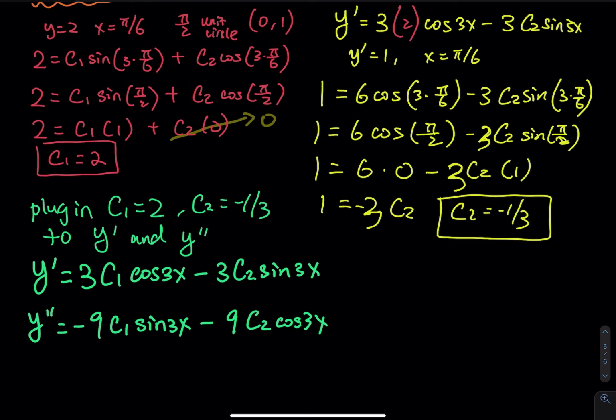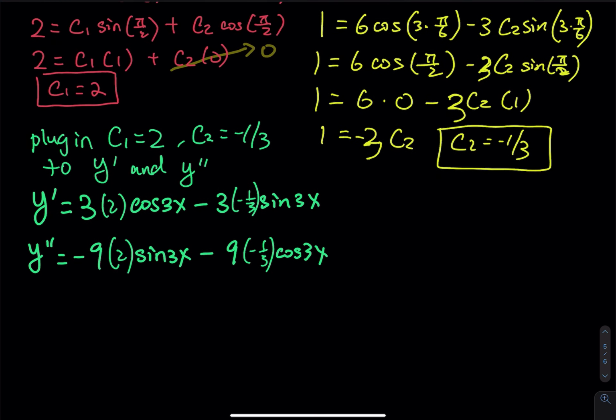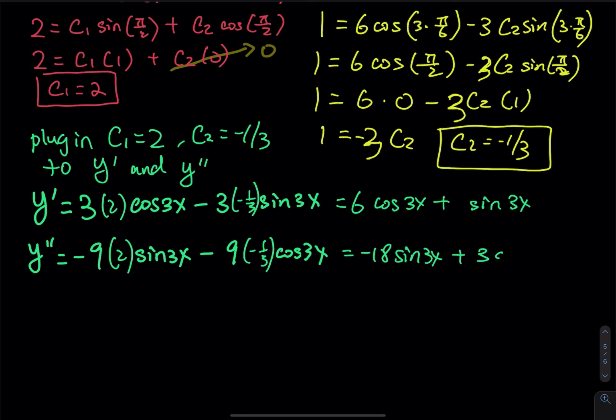So first of all, the C1 is now 2. Okay, erase, put a 2 in there. The C2 is negative 1/3. So that is negative 1/3. And then the C1, erase, put a 2. And then the C2, erase, put a negative 1/3. All right, let's clean this up. That is equal to 6 times cosine 3x plus sine 3x. The numbers are nice. And then negative 18 sine of 3x and then plus 3 cosine 3x. So now I got y prime and y double prime with the C1 and C2.